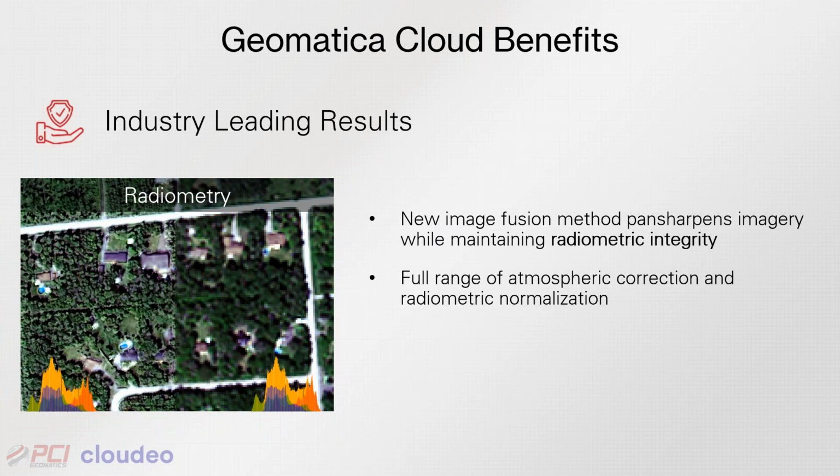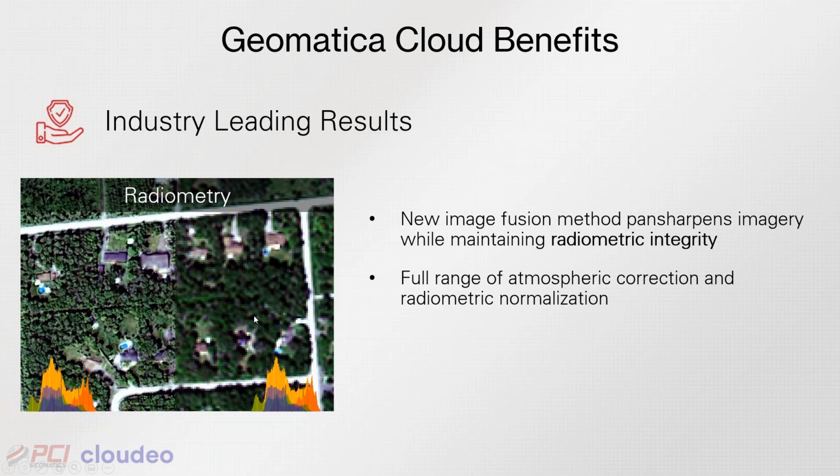Another important aspect about our offering and when it comes to processing Earth observation imagery is considering the radiometry. A couple of highlights that I want to mention: we have a new image fusion method, which can pan sharpen your imagery while maintaining the radiometric integrity. Now, this is not possible for most, and as a result, many agencies and organizations decide to analyze the coarser resolution, the coarser multispectral images.